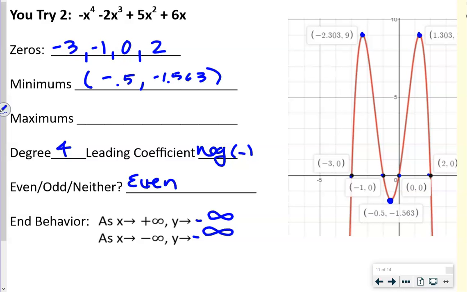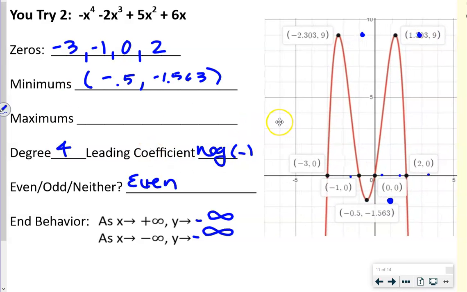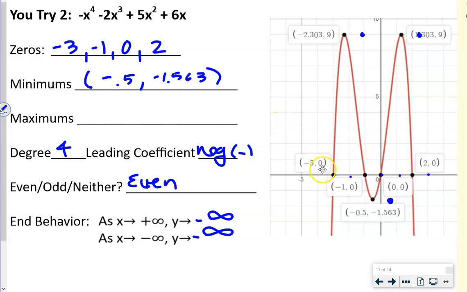Can't quite see that one over there on the right. Let me see if I can pull it over here a little bit. Yeah, there it is. Sorry, y'all. So this one is going to be negative 2.303, 9. And this one is going to be 1.303, 9. And isn't it interesting that the y value of both of those is the same? We're going to talk about that some more later, okay?